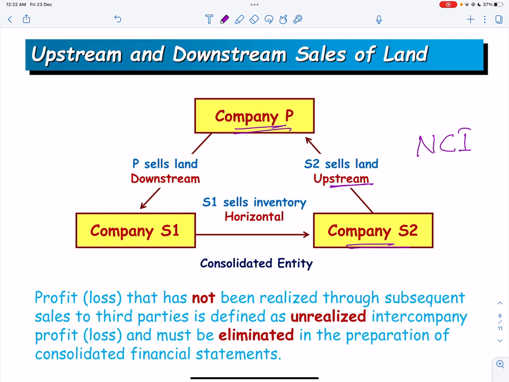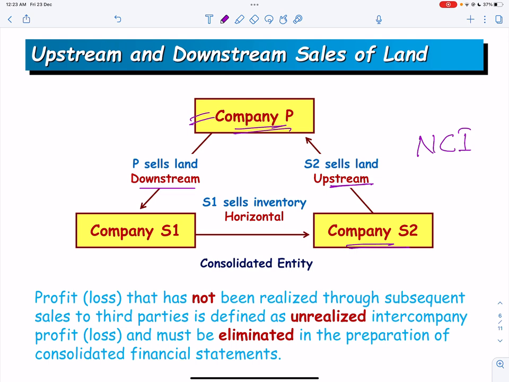A downstream transfer refers to a transaction in which the parent company is transferring an asset to its subsidiary. Therefore, the total amount of gain or loss is attributable to the parent company. In case of downstream sales, we don't have to worry about the non-controlling interest because the parent company is selling to the subsidiary. Therefore, the total gain or the loss is attributed to the parent company. The subsidiary has nothing to do with this transaction.